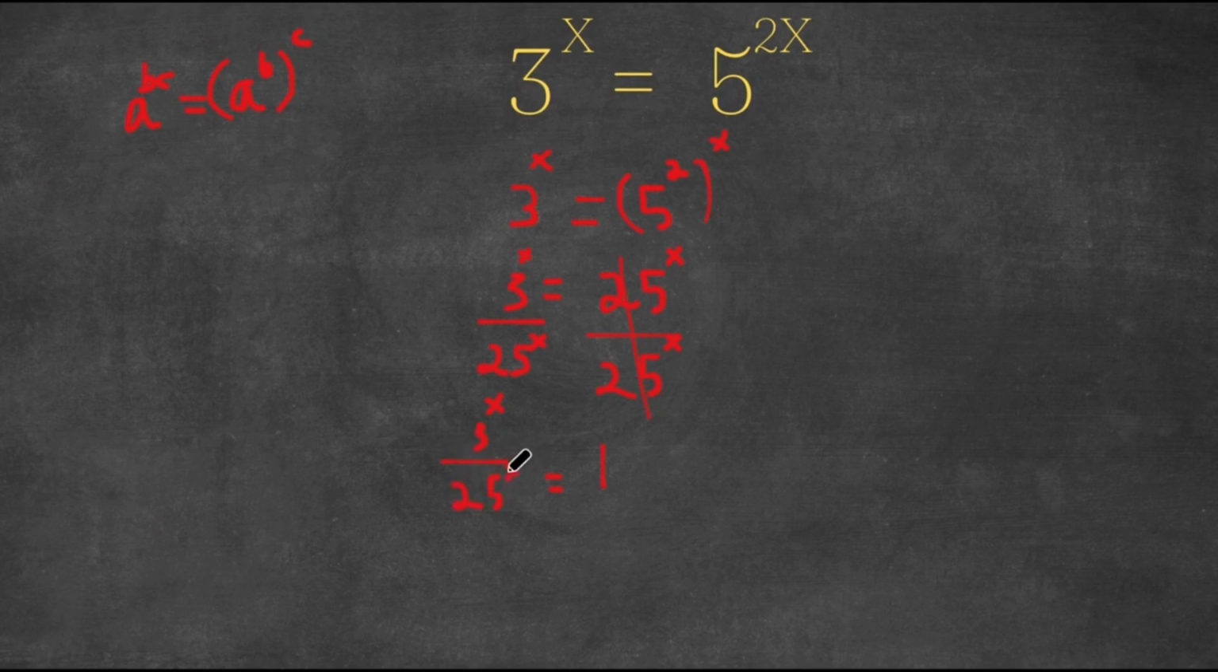Now, whenever we have something like this, and we have our numerator going to the power of an exponent and our denominator going to the power of the same exponent, we can rewrite this as 3 over 25 to the power of x equals 1. Because the x, it just multiplies with all our numbers here. So this is equal to this. And now what we want to do is we want to make our bases the same.